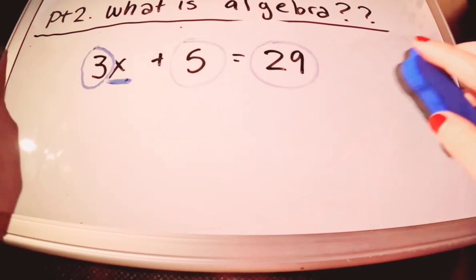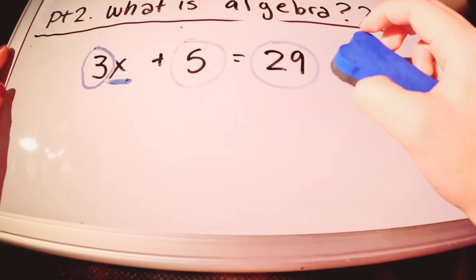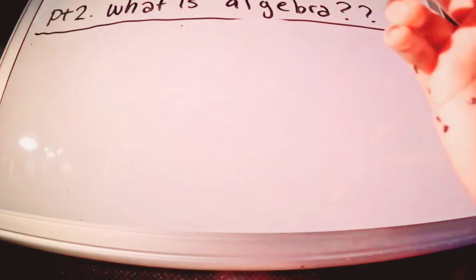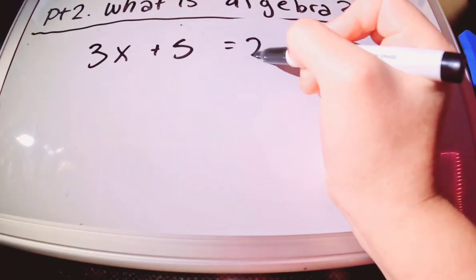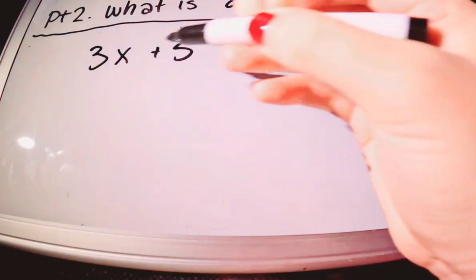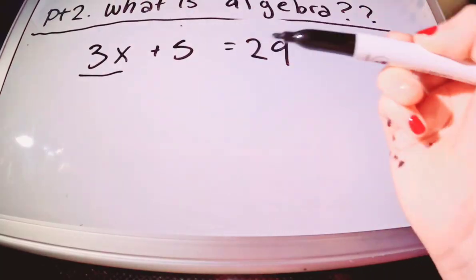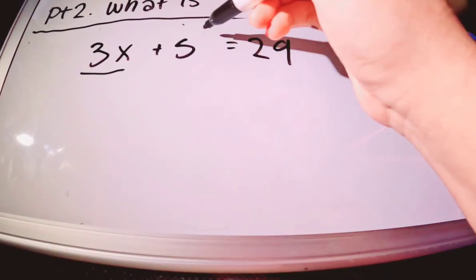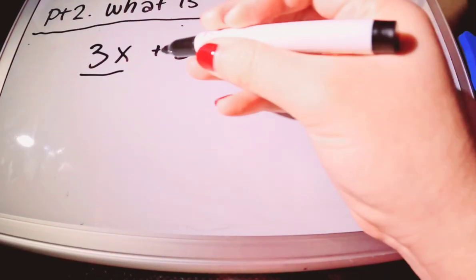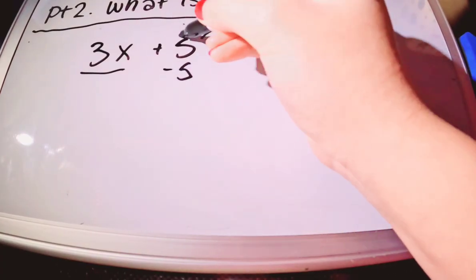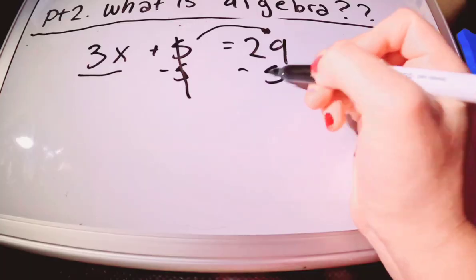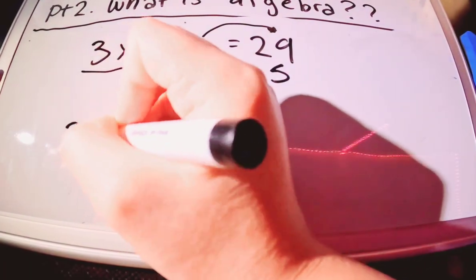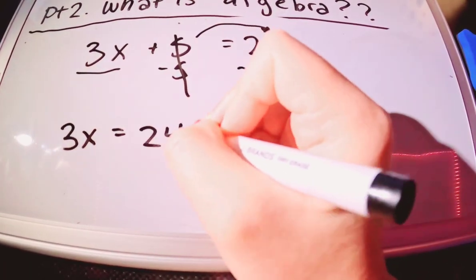So if we were to try to solve this, we would want to get this part here by itself. To do that, we would move the 5 over. So you would have minus 5, so that cancels out. And when you do it to one side, you have to do this to the other side. So minus 5 here. So we would end up with 3x is equal to 24.